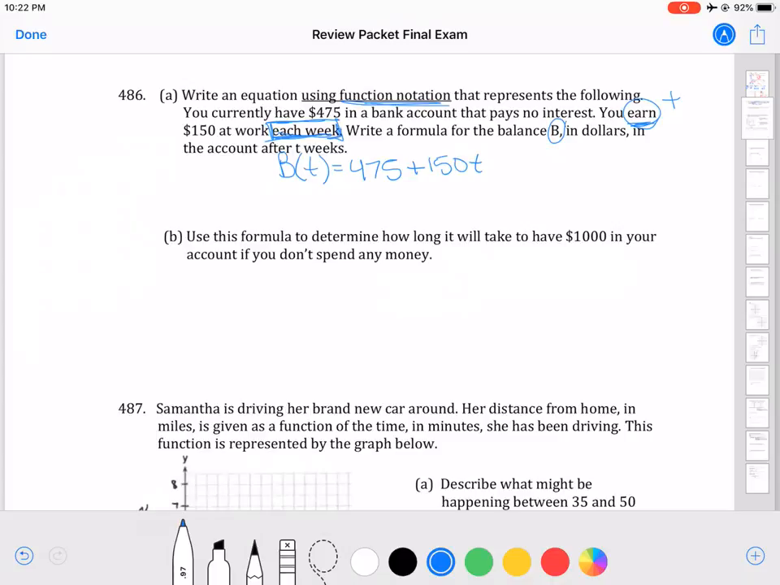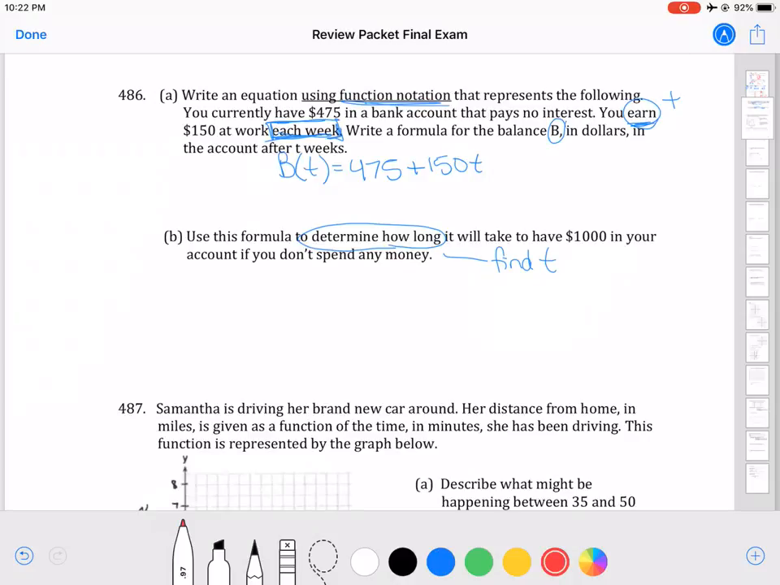Now part B says use this formula to determine how long it will take to have $1,000 in your account if you don't spend any money. So we're just saving money at this point. Okay, but right here it's asking me to determine how long. That's essentially just asking me to find T, because T is how long we've been putting money in this account.